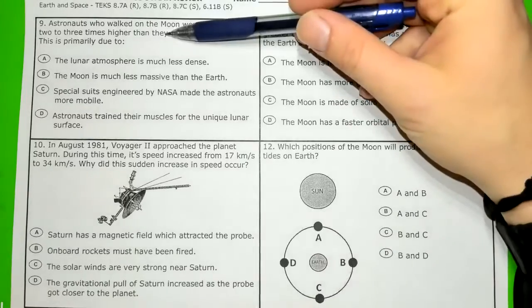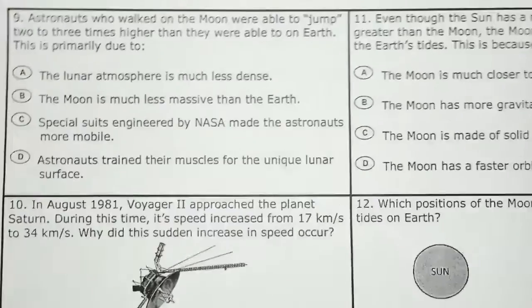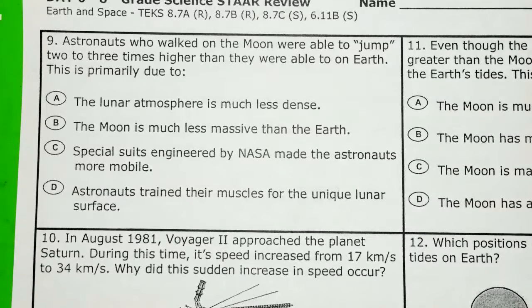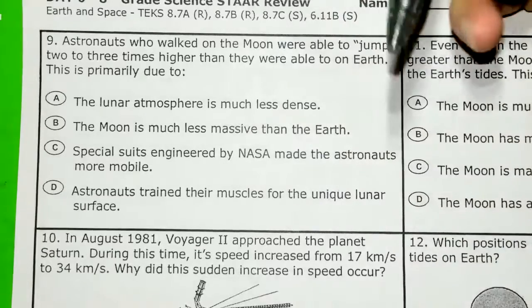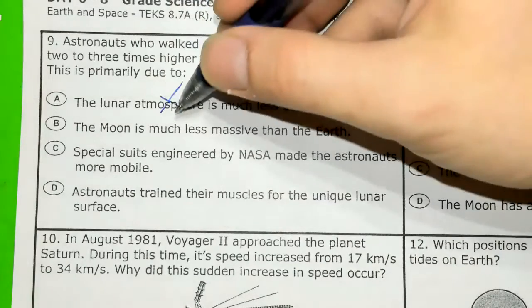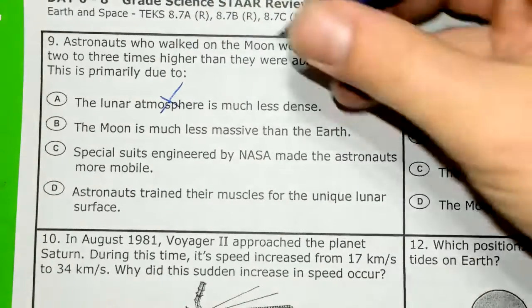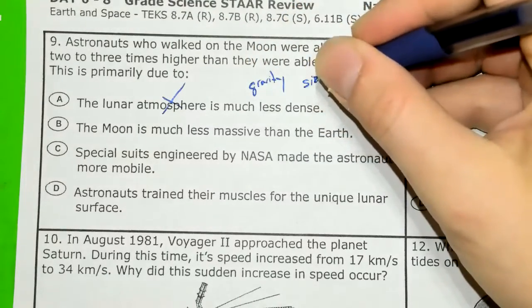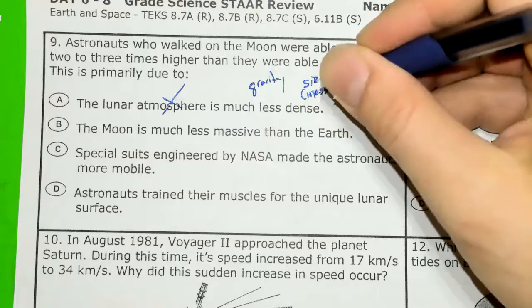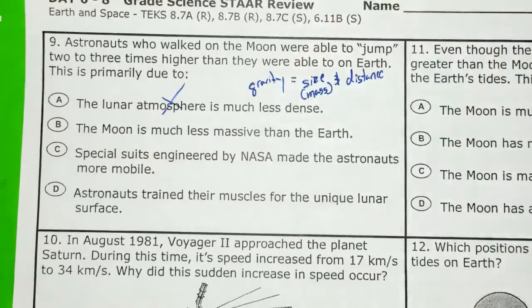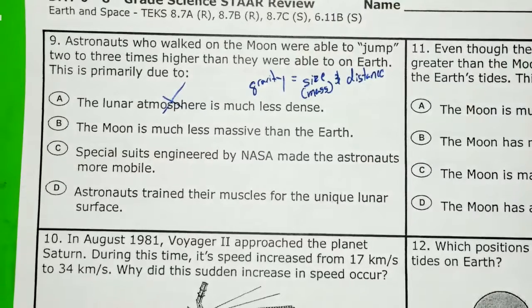Right. Continuing on with number 9, guys. Still continuing on our Earth and Space Unit. We're talking a little bit more about gravity, a little bit of astronauts. So if an astronaut were to walk on the moon and they jump 2 or 3 times higher than they would on Earth, what is the primary reason for this? Well, it has nothing to do with the lunar atmosphere. The moon is much less massive than Earth, right? And remember, the 2 things that make up gravity, guys, are size, which is mass, and distance. Those are the 2 things that make up gravity: size or mass and distance.